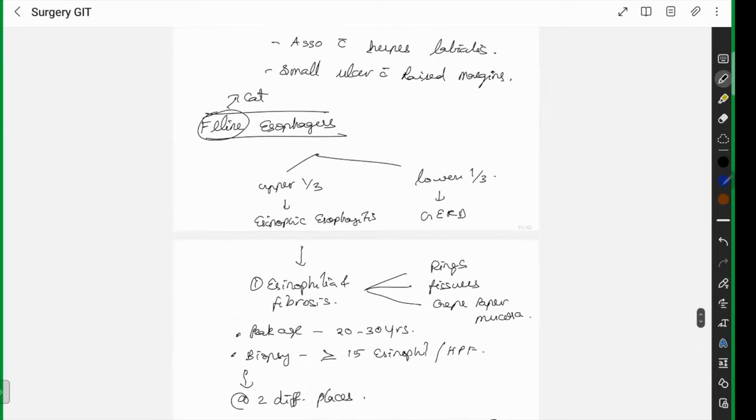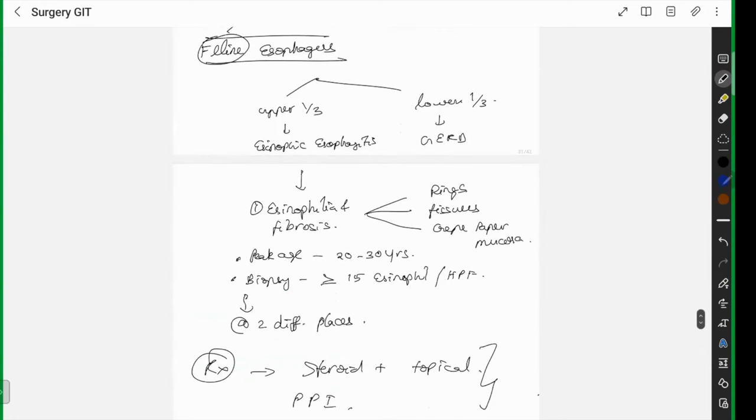The last one is going to be feline esophagus. Feline means cat. So this can be seen in the upper one third or lower one third. Lower one third you treat it as GERD, but upper one third you call it eosinophilic esophagitis. So eosinophilia will be more, and that leads to fibrosis of your esophagus, and it occurs as rings, fissures, and crepe paper mucosa. Age is going to be 20 to 30 years, and biopsy will be taken at two different places. If you see more than 15 eosinophils per high power field, that is diagnostic.